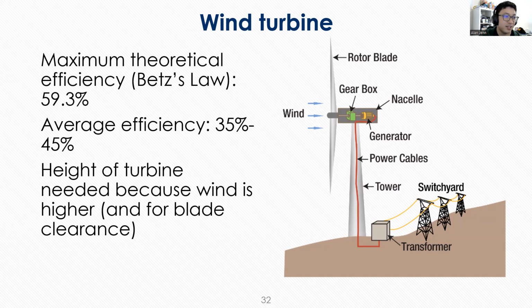Okay, so the maximal theoretical efficiency that you can get is about 60%, but the average typical efficiency is 35% to 45%. And when I'm talking about efficiency here, the wind that's passing through the rotor blades contains some amount of kinetic energy, and you can capture 1/3 to 1/2 of that kinetic energy. Where does the rest of that go?